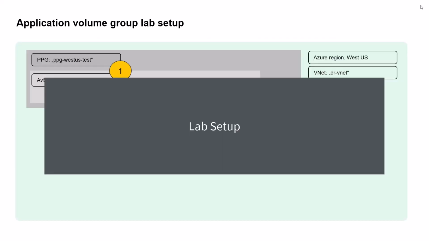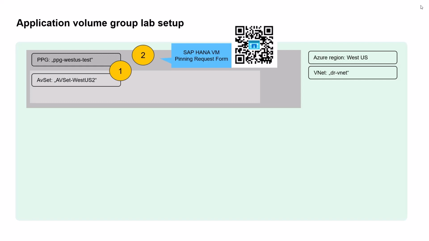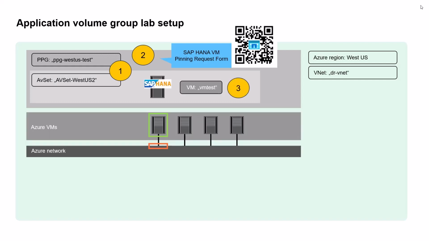Let's first have a look at the used lab setup and environment. In our lab we have created a proximity placement group and an availability set within this proximity placement group. We then requested a pinning of the AV set using the HANA pinning request form. After the pinning has been done, we provisioned the VM within the AV set and the PPG.